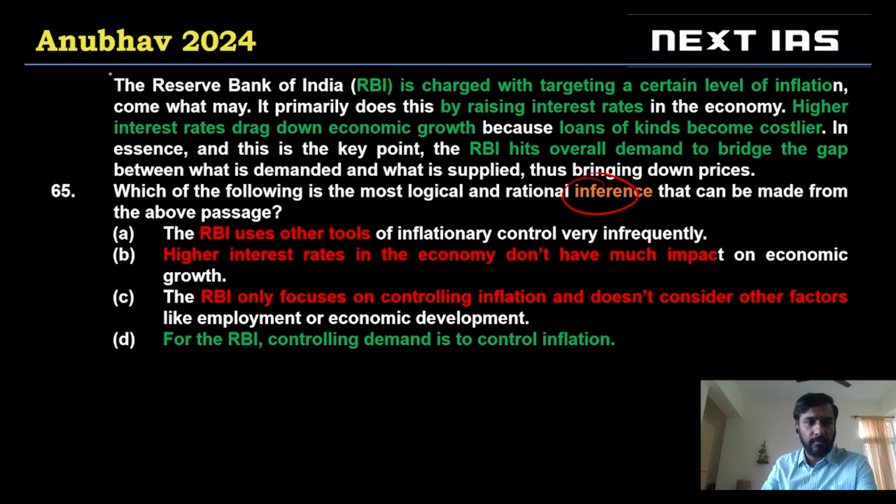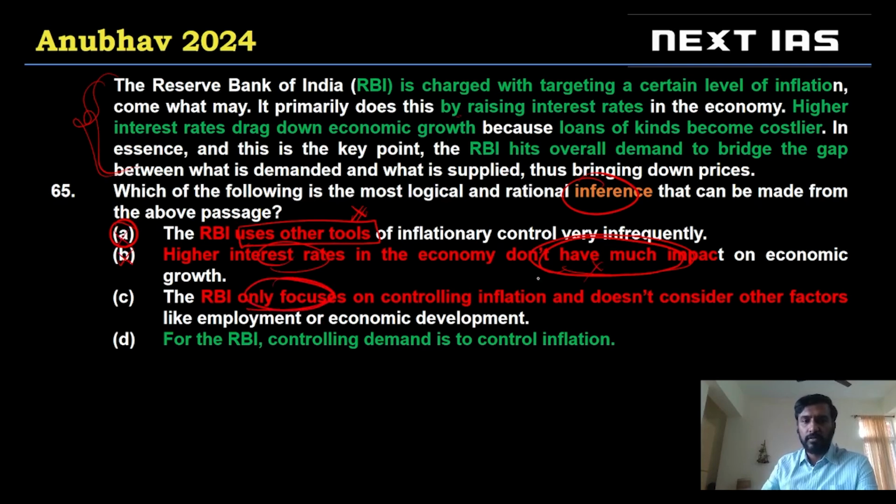Inferences are expected from this passage, valid inferences. A, RBI uses other tools. We know RBI uses other tools from paper 1, but not from this passage, right? Other tools is incorrect. Higher interest rates in the economy don't have much impact. If they don't have much impact, then how does RBI have an impact here? Option B is also invalid based on don't have much impact.